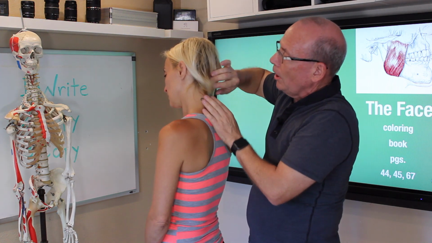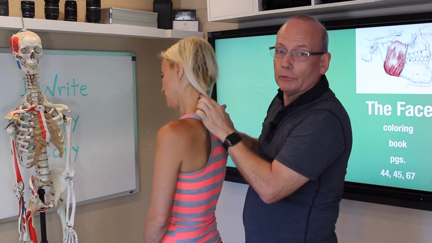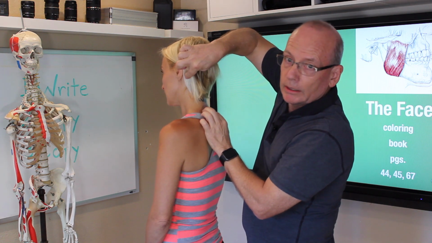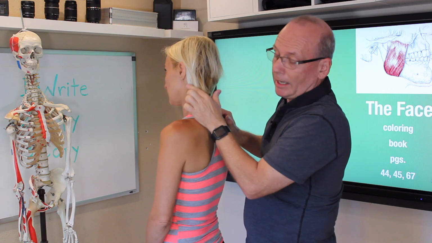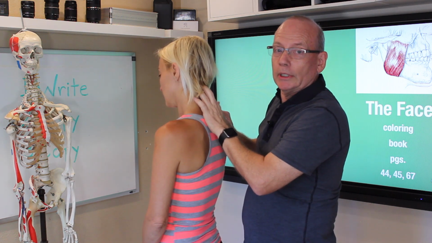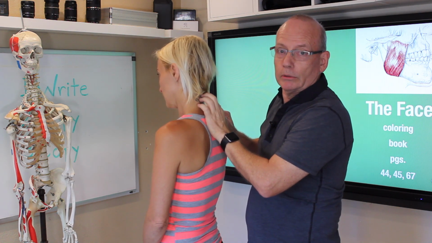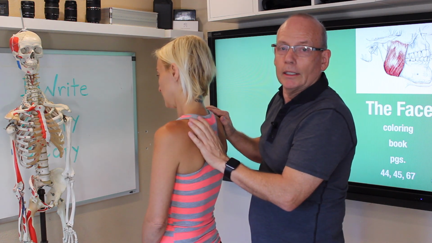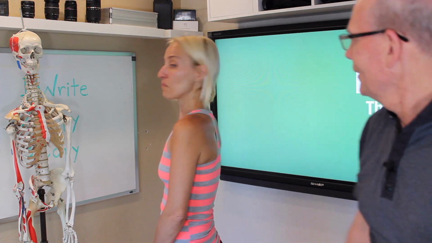Okay. Also on the back here we have, from C7 to T3 to the mastoid process, splenius capitis. Splenius capitis. And then just deep to the occipital ridge are the suboccipitals. Those are the muscles you need to know for the face and neck. That wasn't so bad, was it?